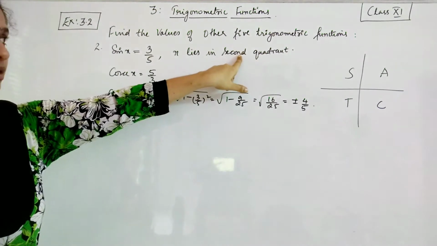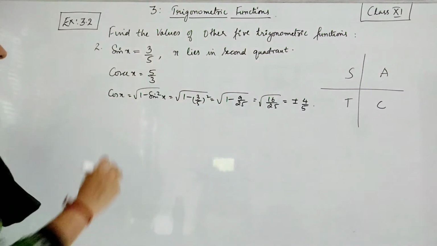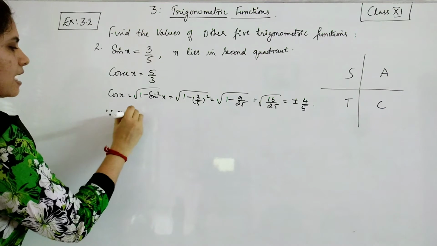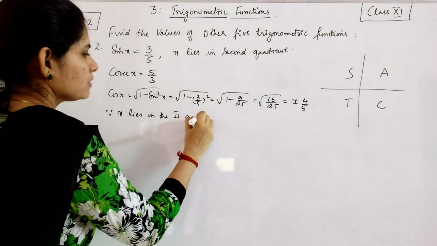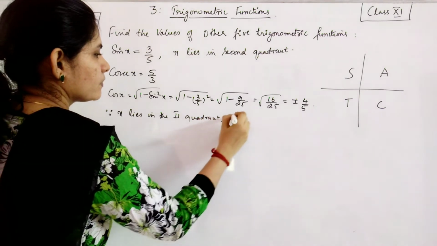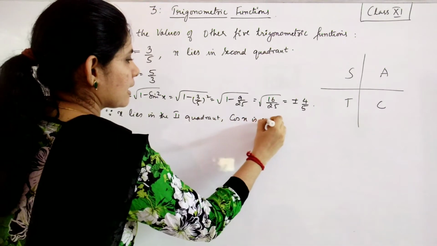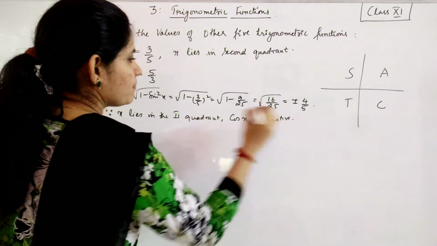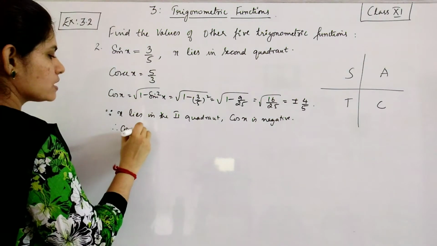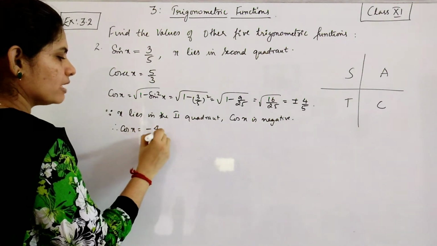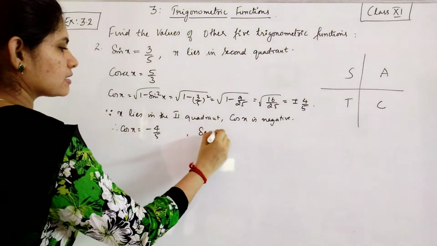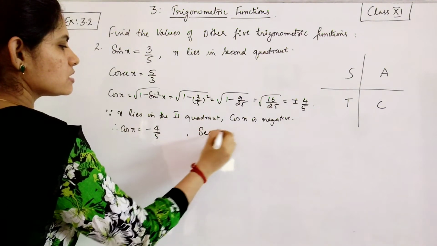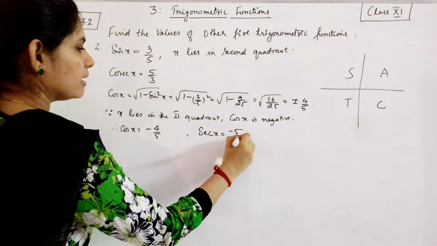Since it is in the second quadrant, cos will be negative. So we can write, since x lies in the second quadrant, cos x is negative. Therefore, cos x should be chosen as minus 4 by 5. Now since you got cos x, you can write sec x because it is a reciprocal. So your sec x will be minus 5 by 4.